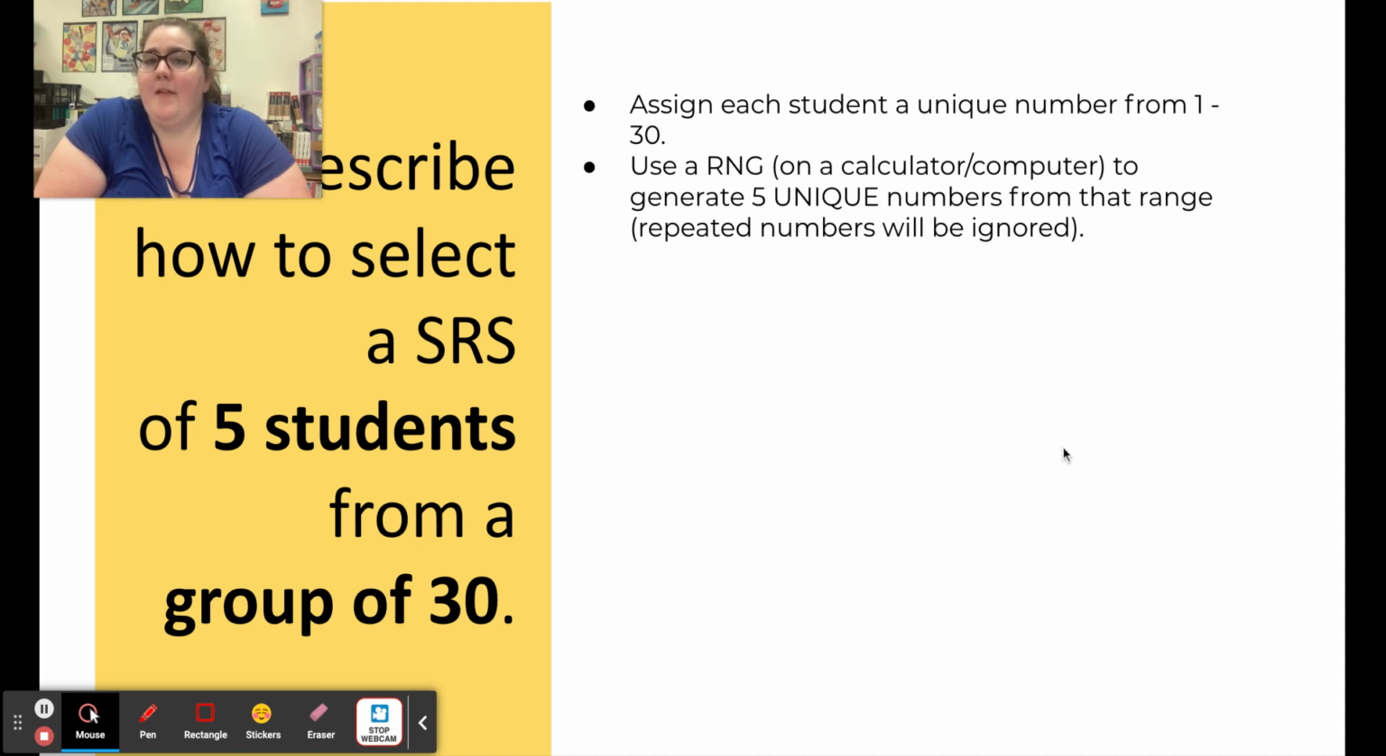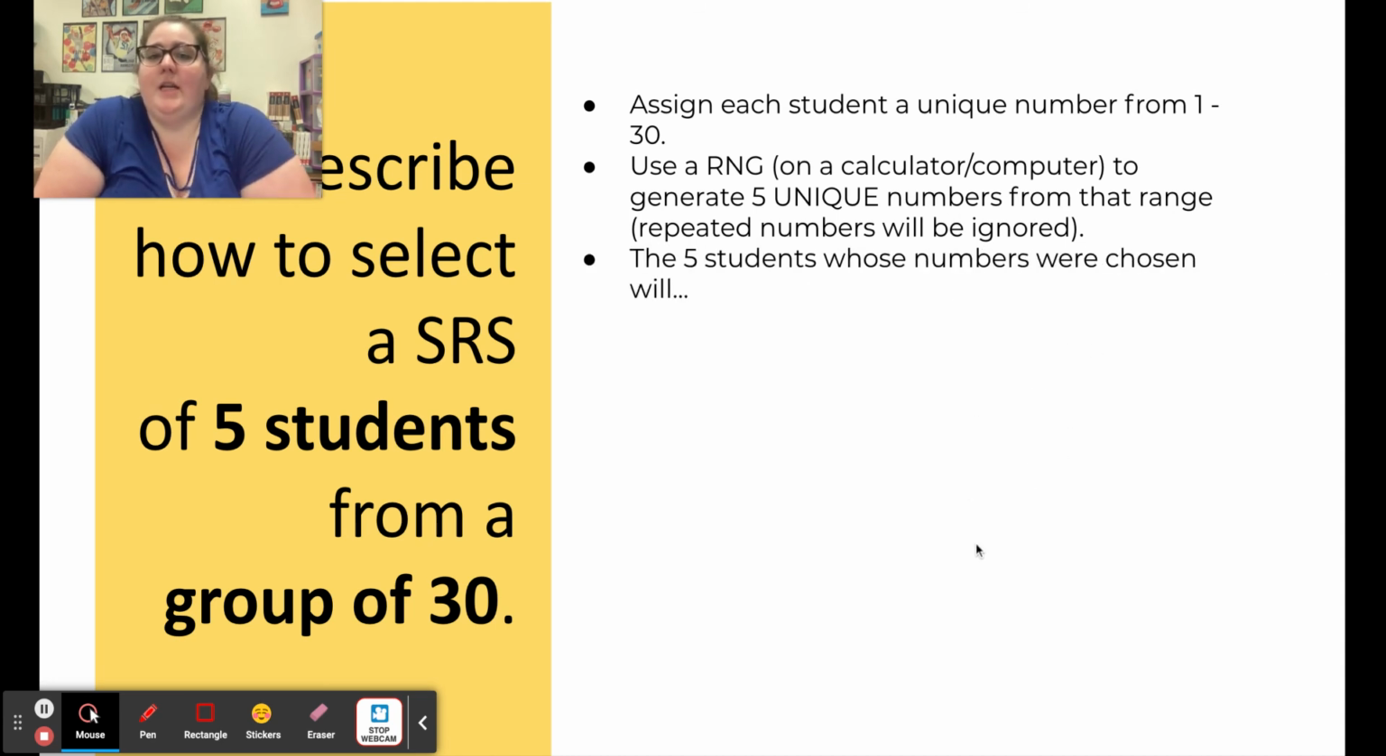to 30. And then the last thing you want to put in this description is a little context. Context is important in STAT. We always want to tie it back to what the problem is actually about. So at this point, I would say the 5 students whose numbers were chosen will be asked these survey questions, will get a prize, will whatever the problem is indicating that the sample or survey is going to do. We need to kind of finish off our little description by saying that context.